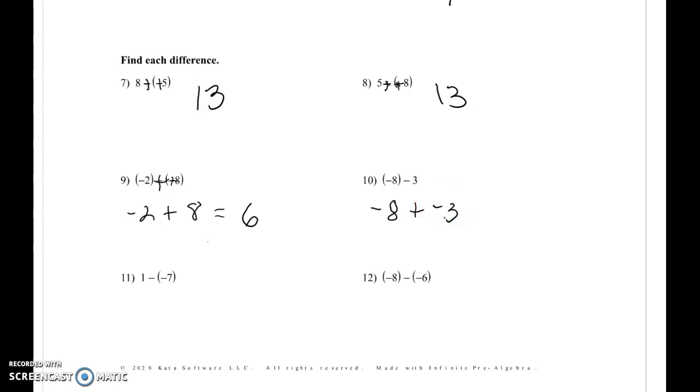Okay? So now we reassess. It's a negative plus a negative. That makes our answer negative. And to find the number part of our answer, we're simply going to add. Negative 11 is our final answer. All right, so let me give you some time here to work on number 11 and number 12.